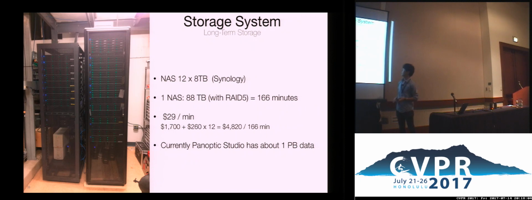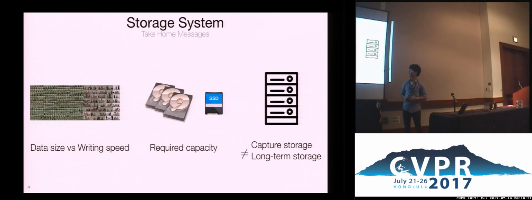One NAS is about 88 terabytes capacity that can capture about 2 hours of data. If you compute the number in terms of money, 1 minute is about $30, which is pretty costly. Currently, we have 1 petabyte of data so far. So some take-home messages I would like to convey here: you need to consider the data size and maybe the writing speed so that you don't have any frame drop issue. Actually, for the last 5 years, we have been very bothered by these frame drops because that happens very frequently. And also, you need to consider the required capacity, and you need to decouple the capture storage and the long-term storage.